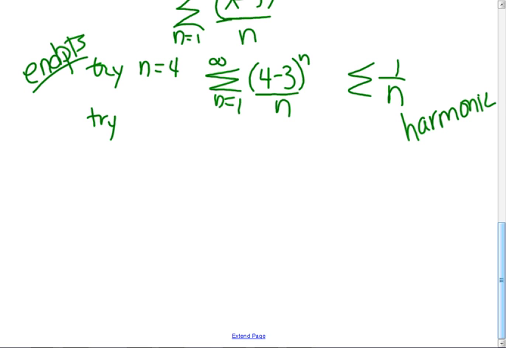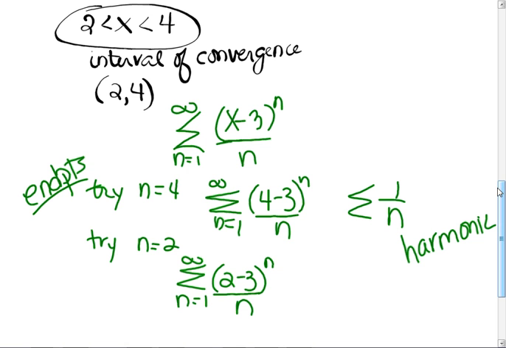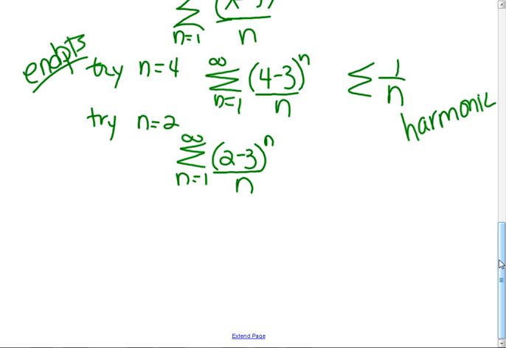I'll try the endpoints. So what's the other one? 2, right? So we do this, and it's (2 minus 3) to the n over n. Yeah, I'm putting that in for x, right? So I'm going to put in 2 here, and I'm going to put in 4. And then we're just going to look at that series. And what is this series? n is equal to 1. What's 2 minus 3? Negative 1 to the n. Won't be absolutely convergent, but what's this? Alternating harmonic. You could also say alternating series tests.